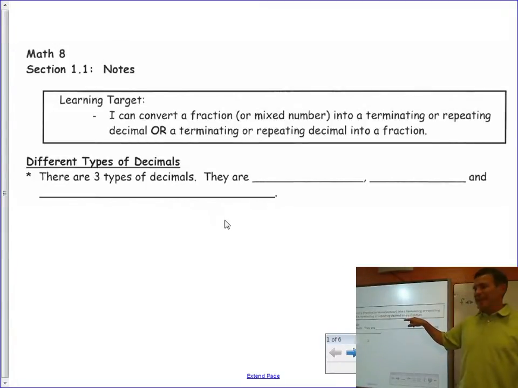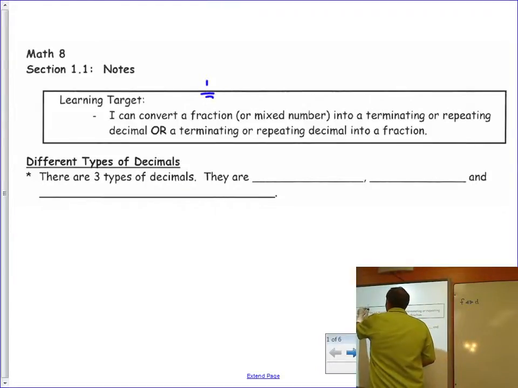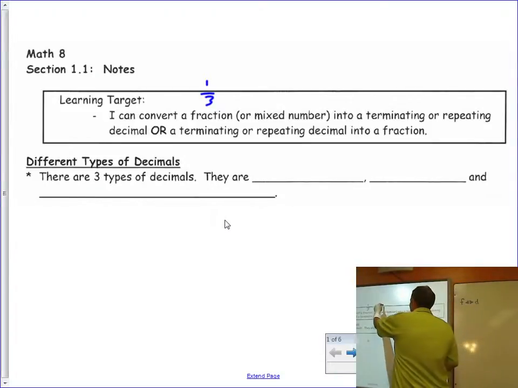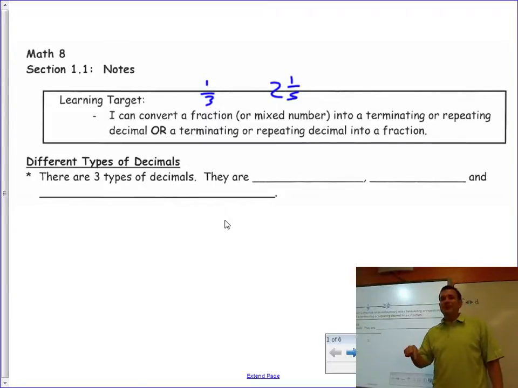So the learning target actually says I can convert a fraction. A fraction might be like 1/3 or a mixed number such as 2 and 1/5 into a terminating or repeating decimal, or a terminating or repeating decimal into a fraction.